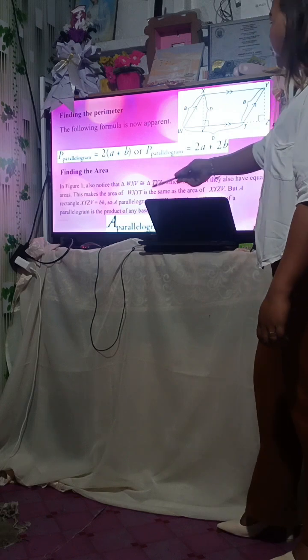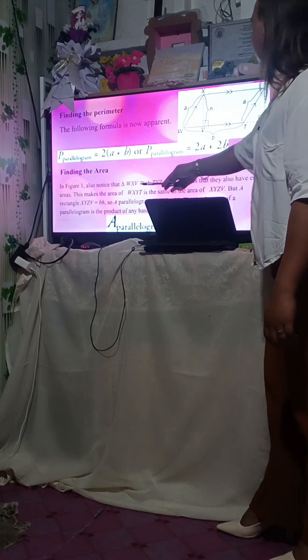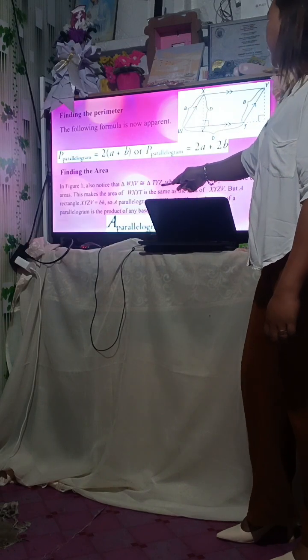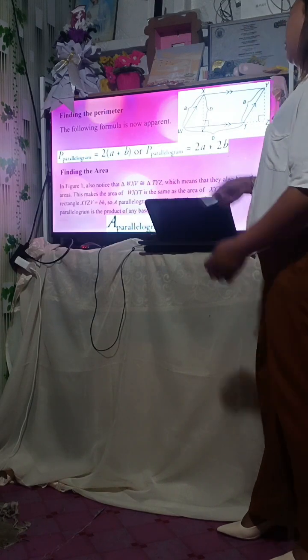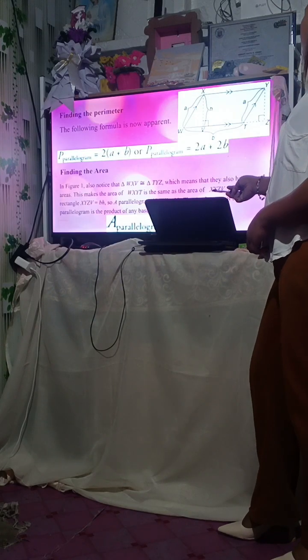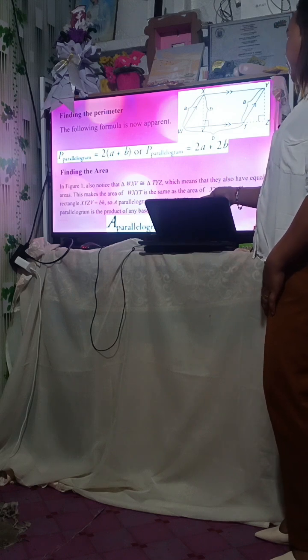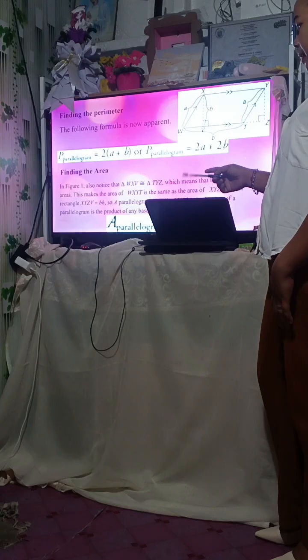So in finding the area in figure 1, also notice that triangle WXB is congruent to the triangle TYS, which means that they also have equal areas. This makes the area of WXYT the same as the area of the rectangle XYZV. But the area of rectangle XYZV is equal to the base times height. So the area of parallelogram XYTW is equal to BH. That is the area of a parallelogram.